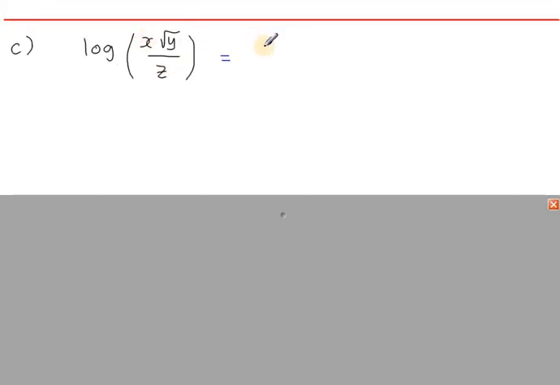So here we have x in the numerator, log x, positive log term, root y, another positive log term. Now root y is y to the power of a half, or we can put the half at the front. The z is in the denominator, so a negative log term, like this.